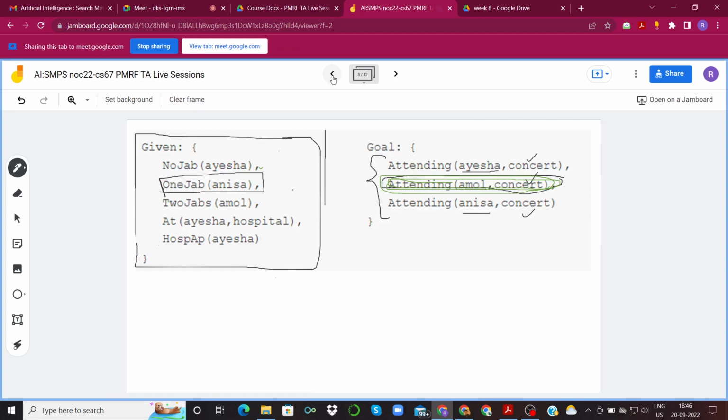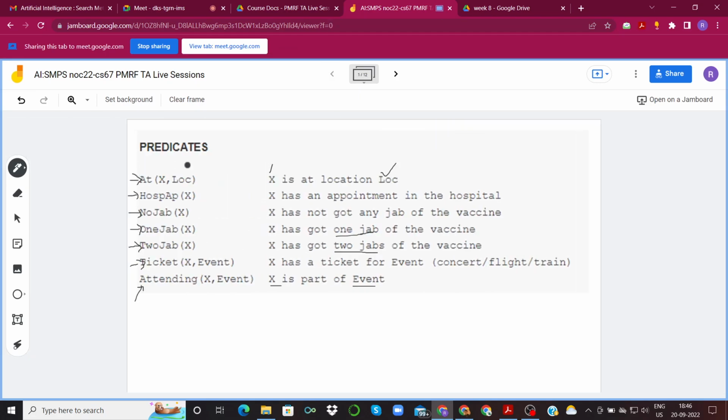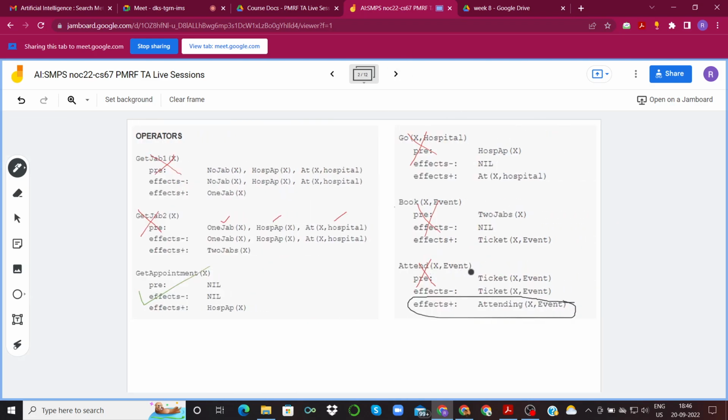See, the difference comes from the definition of predicates and operators. A predicate is a certain piece of information about a person X, such as where a person is. And an operator is basically a way to move from a certain state to another state.